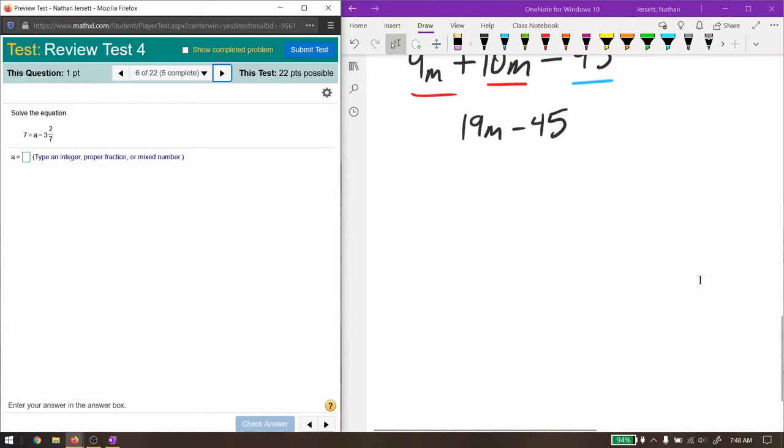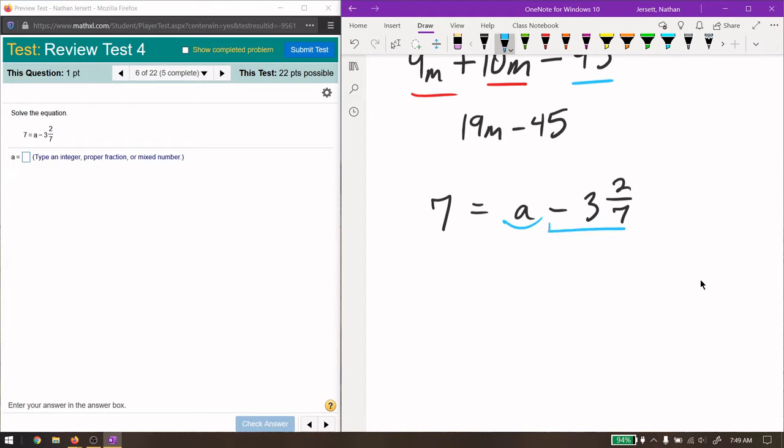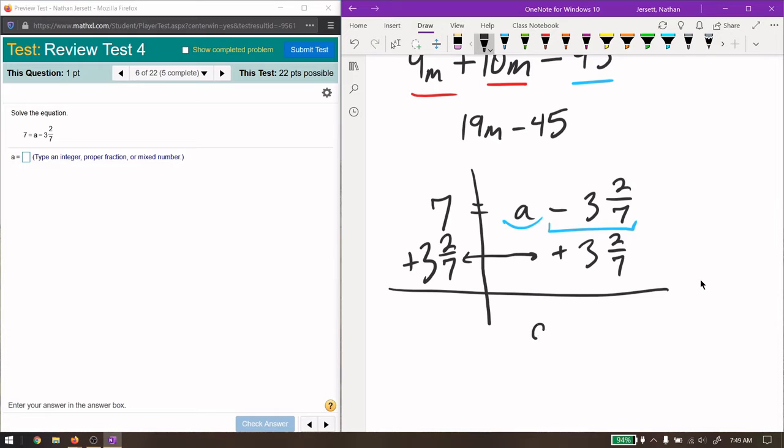Okay, solve the equation. 7 equals a minus 3 and 2/7. You see, we want to get the variable by itself, a, and so we have to get rid of this thing. So I'm going to do that by doing the opposite, which if it's subtracting like it is here, that's addition. And then you always do it to the other side of the equation. So both sides need to have the same thing written there. Now we have a equals 7 plus 3 and 2/7.